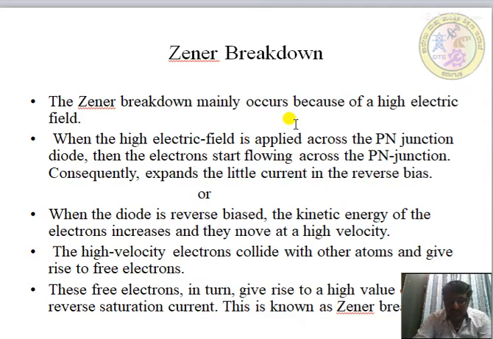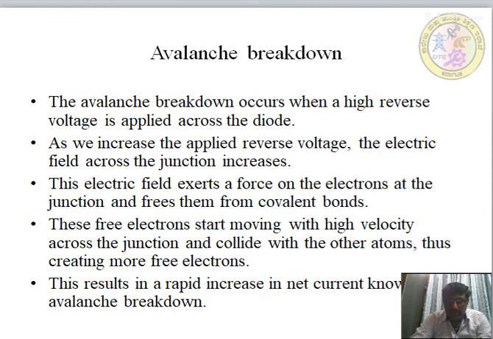So, in a PN junction, as we studied in the first session, when a high electric field is applied or the junction is biased, the depletion region is formed. If you give a high field at that point, it expands, and this occurs in reverse bias. The high-energy electrons collide with other atoms and give rise to free electrons. These free electrons in turn give rise to a high value of reverse saturation current, and this is known as Zener breakdown. There is another breakdown, known as avalanche breakdown.